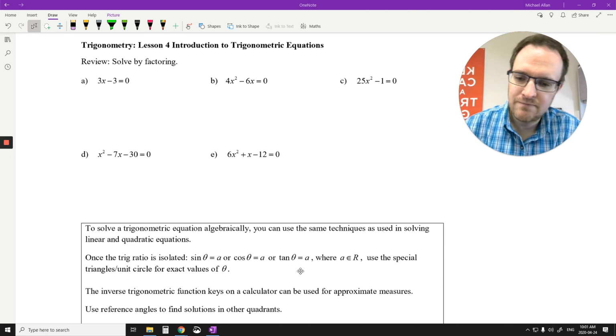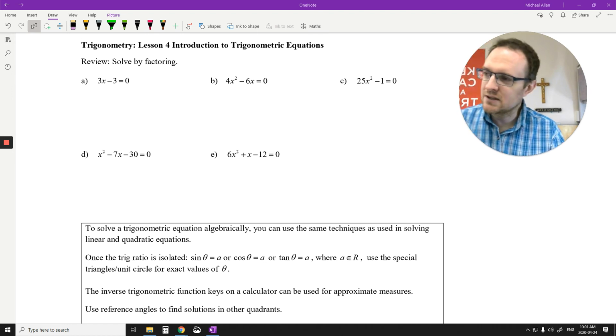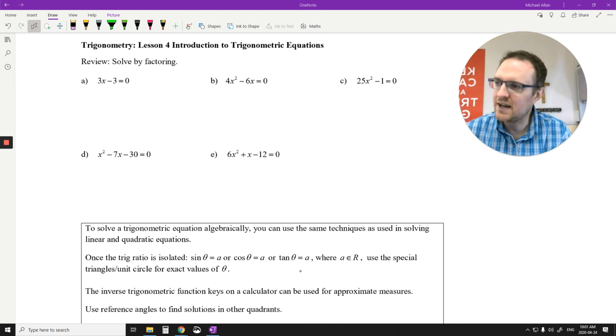Just do a little refresher. Can you factor these quadratics, or not even quadratics, like the first one's not a quadratic? Can you just factor out the GCF? Pause the video, give it a go.